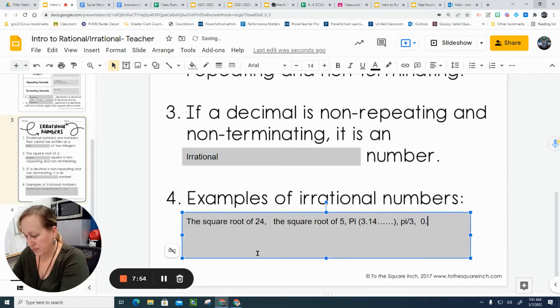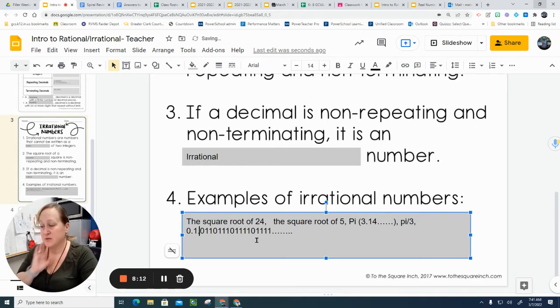It also might be a problem like 0.1, 0.11, 0.111, 0.1111. Now I'm going to put these dots. So it looks like something is repeating, like there's a pattern, but it's not repeating. It's not going 0.1, 0.1, 0.1. It's got a growing pattern of 1, 2, 3. So that one is irrational because it does not repeat in a fashion that is the same over and over and over again.